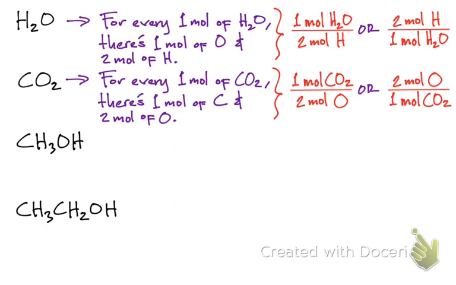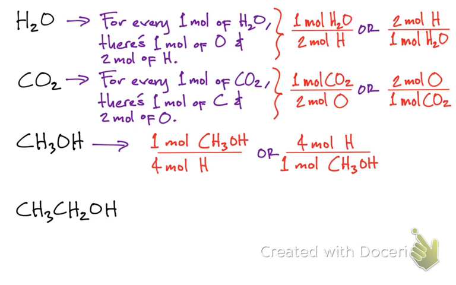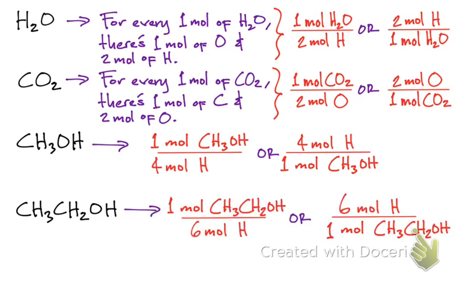For CH3OH, we can do the same thing. You have 1 mole of methanol for every 4 moles of hydrogen, or 4 moles of hydrogen for every mole of the compound. And the last one here, for every 1 mole of the compound ethanol CH3CH2OH, you have 6 moles of hydrogen. Again, you can count the number of hydrogens here, and you can just convert that into moles. Same thing over here: you can take the inverse and have 6 moles of hydrogen for every 1 mole of the compound.